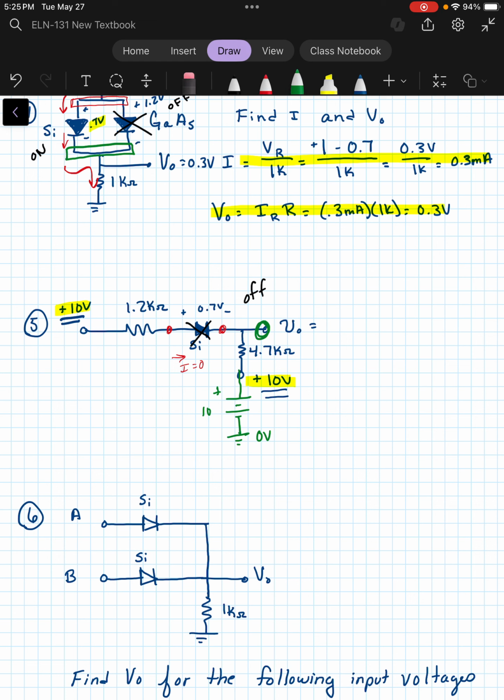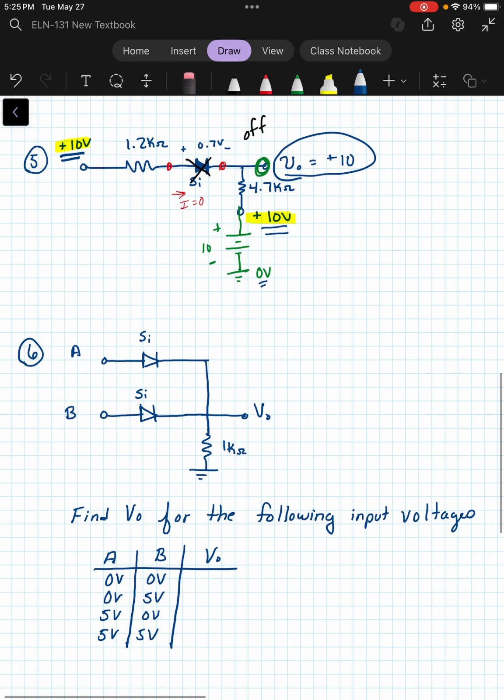Plus 10 here. So to get to V out, starting with my ground, we'd have a plus 10. And then we would not have a voltage drop across the 4.7K. Why? Because we've got no current. So V out is simply plus 10. We would look at that 4.7K ohm resistor as if it's just a wire.